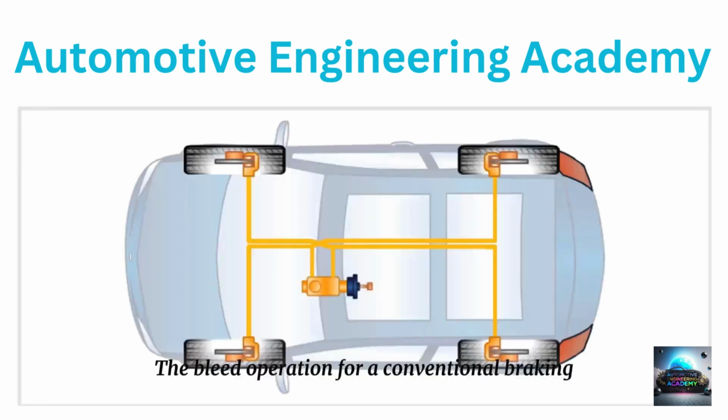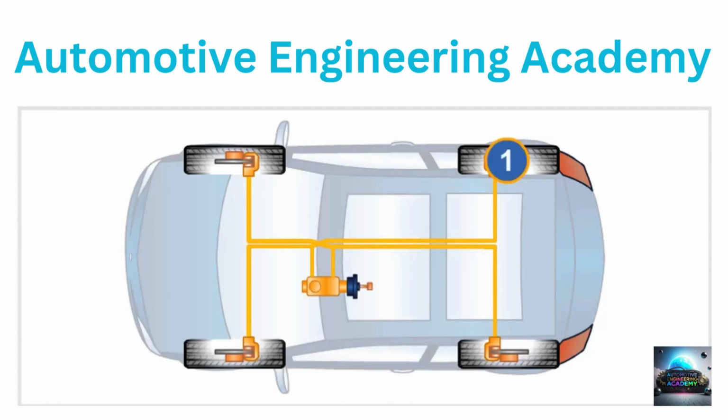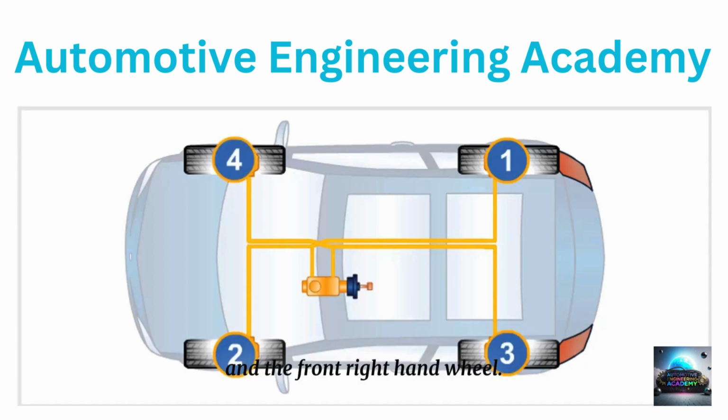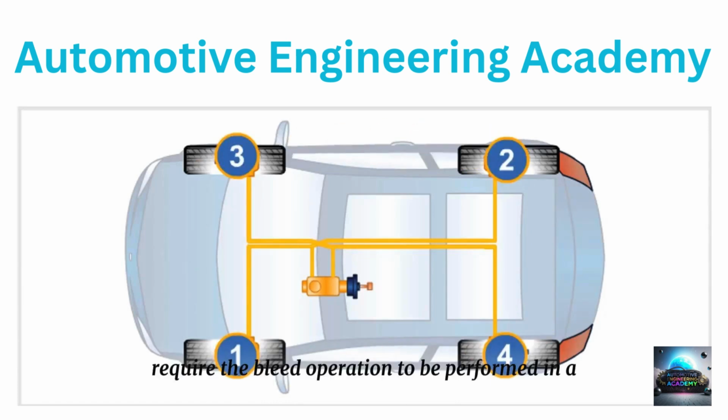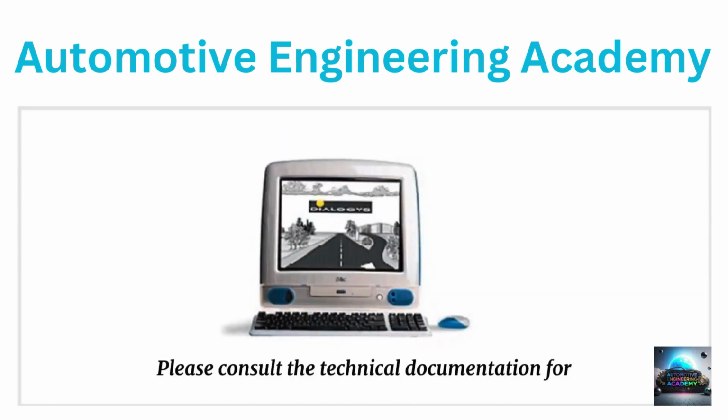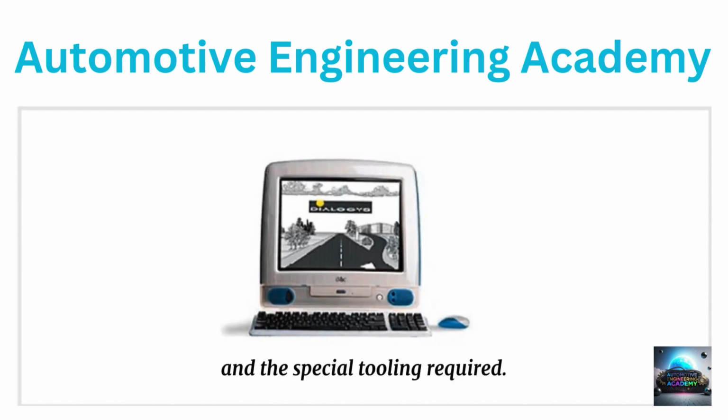The bleed operation for a conventional braking system without ABS consists of bleeding in the following order: the rear right-hand wheel, the front left-hand wheel, the rear left-hand wheel, and the front right-hand wheel. Certain models equipped with ABS require the bleed operation to be performed in a specific order to facilitate the hydraulic unit bleed operation. Please consult the technical documentation for details of the correct bleed procedure and the special tooling required.